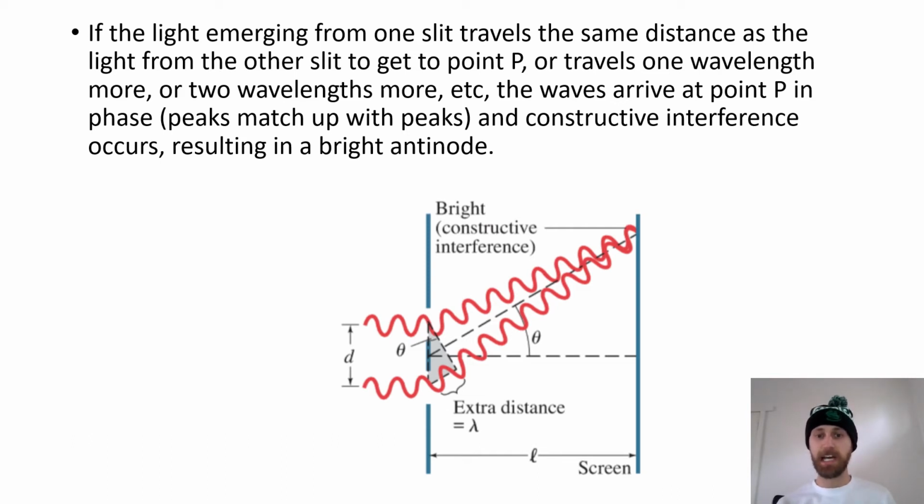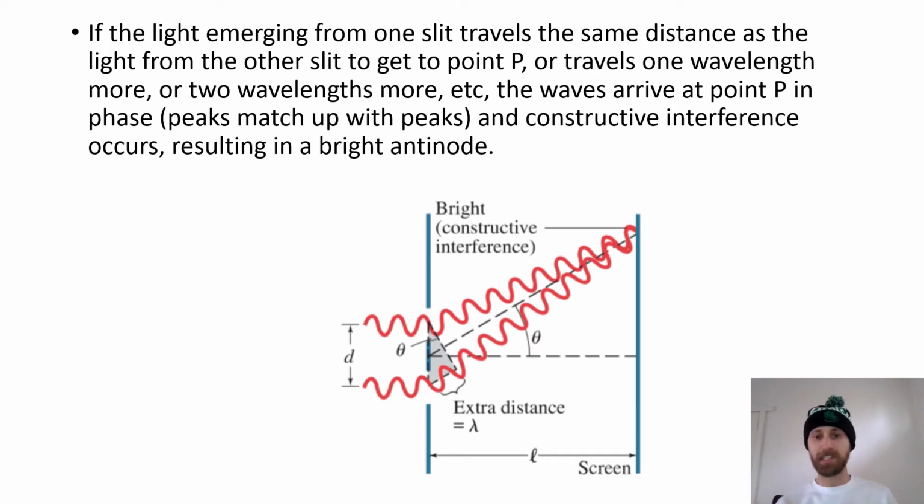So in that picture there, you can see that there are two waves heading towards the same point on the screen, and if you look at this, you can see that the top one is going to travel one wavelength less to get there than the bottom one. The bottom one's going one wavelength more in order to get to the same point. So there's a wavelength difference in terms of how far the two waves are traveling. The bottom one travels one wavelength more than the top one travels.